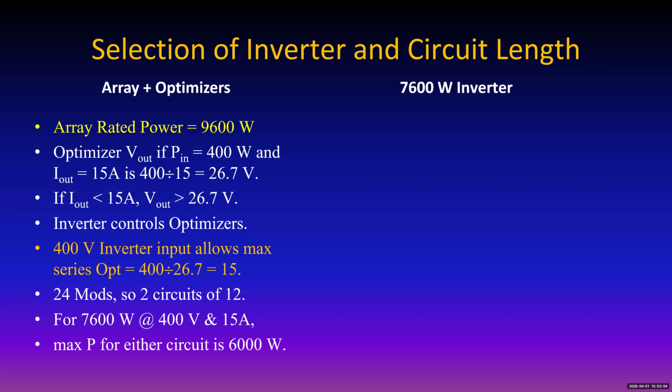So that means maximum power for either circuit: 400 volts, 15 amps. That's 6,000 watts. But it's not going to go more than 6,000. That's the maximum that the optimizers can deliver. Maximum input power then is 11,800. Notice that's twice 6,000.